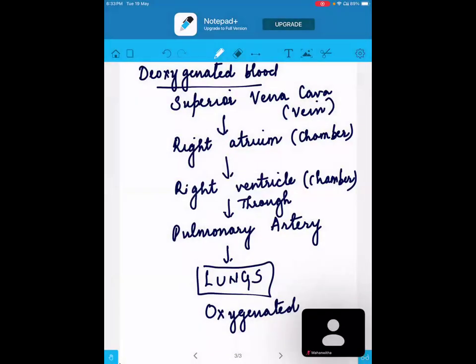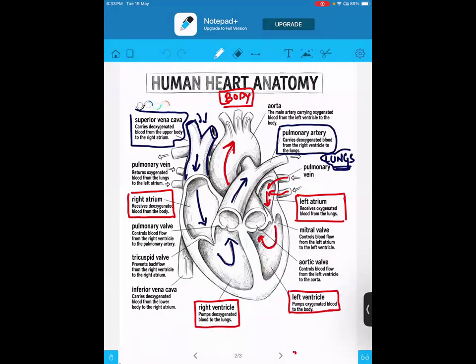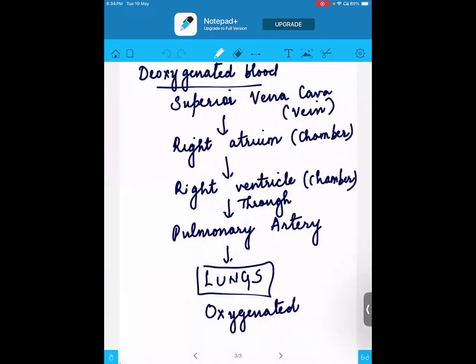So this diagram also after the class I will be sharing with you. Nothing to mug up, children. Just actually understand the movement. Just follow the arrows from where to where they are moving. So in a simple way, I have written it here now. Deoxygenated blood from the superior vena cava will be entering into the right atrium, then into the right ventricle, then into the lungs through the pulmonary artery. And once they reach the lungs, they will be becoming oxygenated.